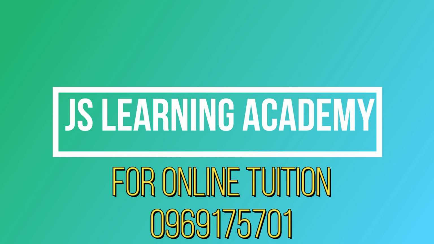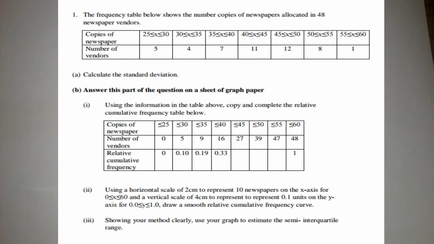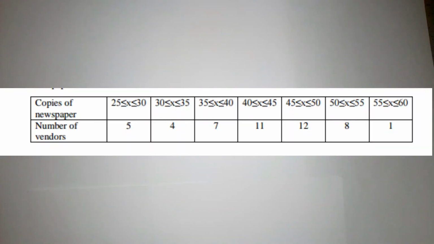Alright, so let's start with the first question. The first question is on statistics. The question reads, the frequency table below shows the number of copies of newspapers allocated in 48 newspaper vendors. If you can see the table, let's try to start the table. So this is a table and their classes.